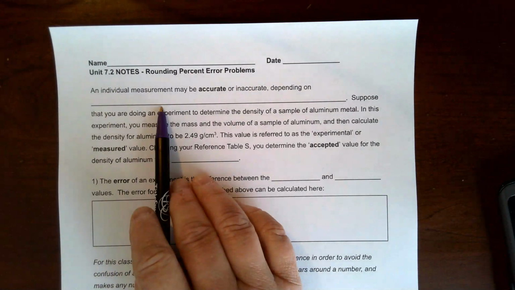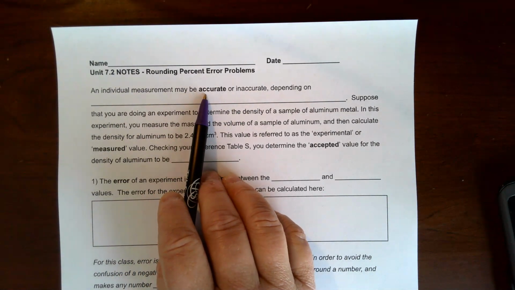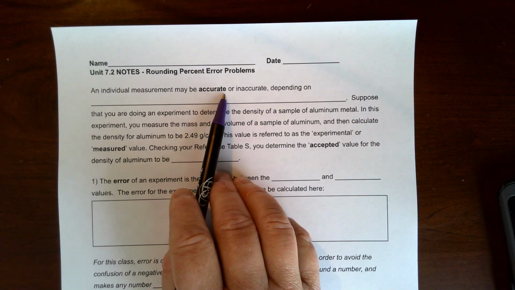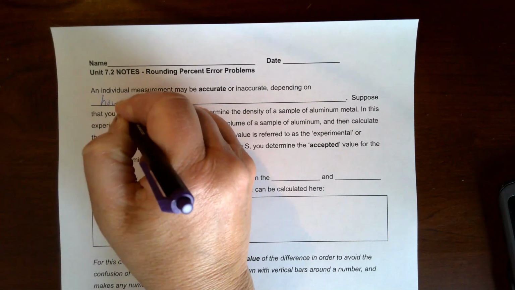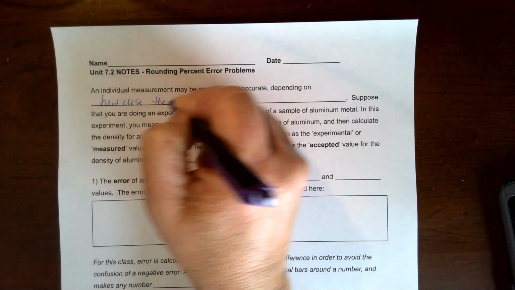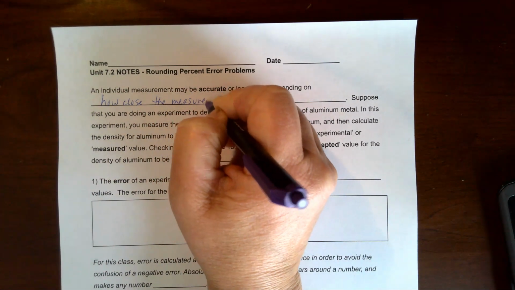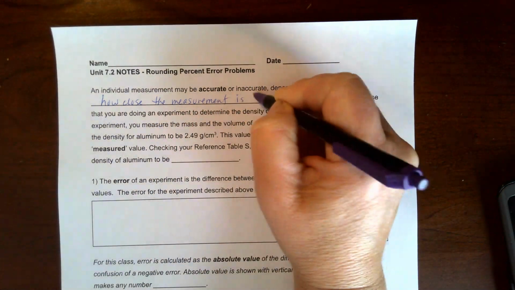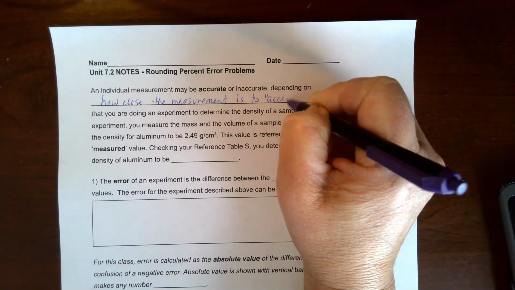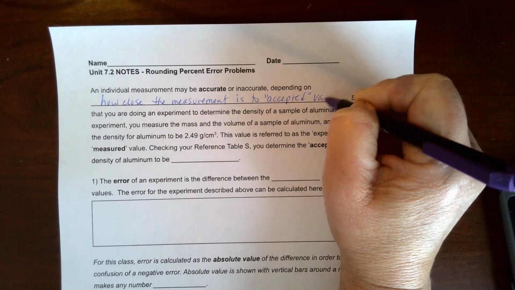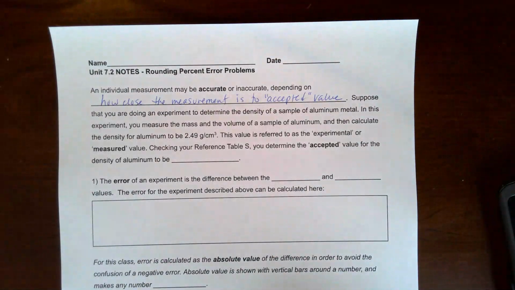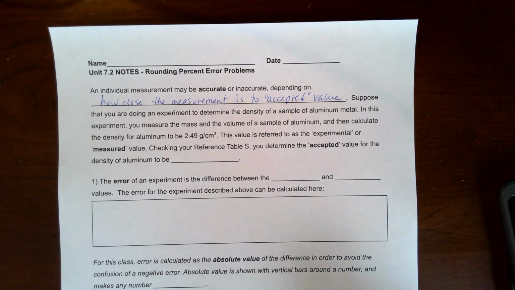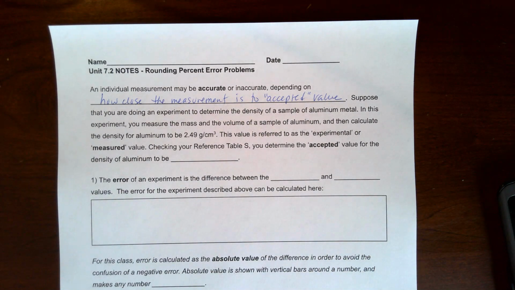If you have a measurement, that measurement can be considered accurate or inaccurate depending on how close the measurement is to what is called the accepted value. There's usually a value for a particular measurement that is agreed upon, and when you are doing an experiment, you have to compare your answer to the accepted value.